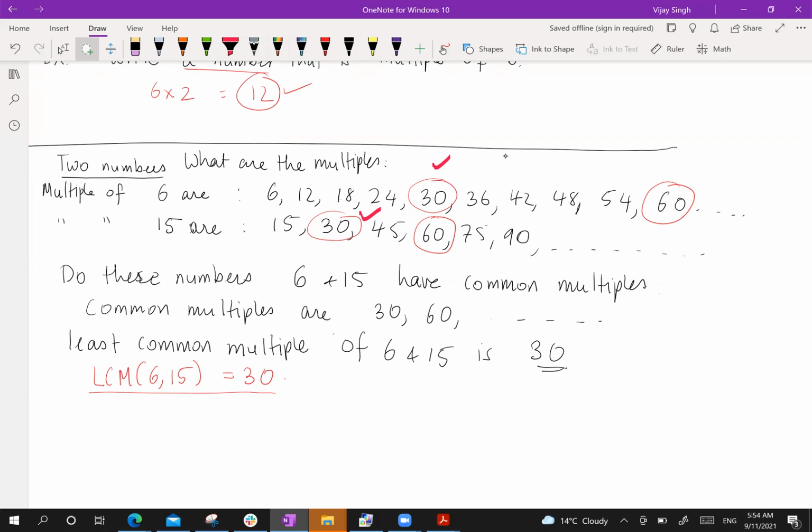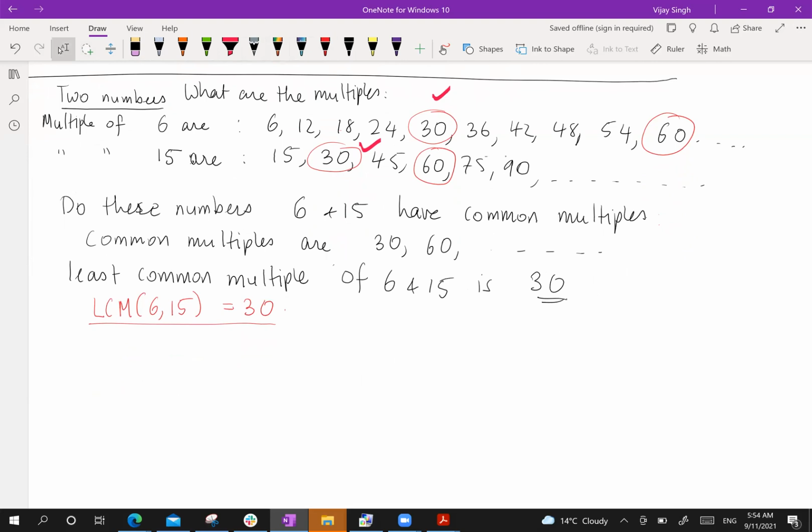Then the question is, can I write down the least common multiple easily of some number? Again, tree diagram will come to rescue. So let's see, how do we write down the least common multiple? Okay, so again, let's draw the tree diagram.